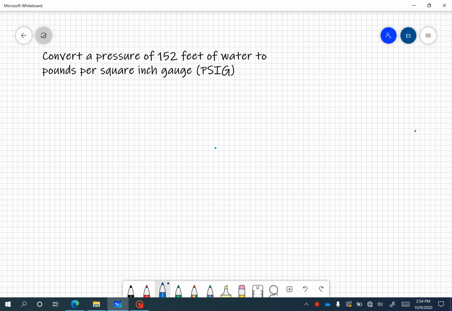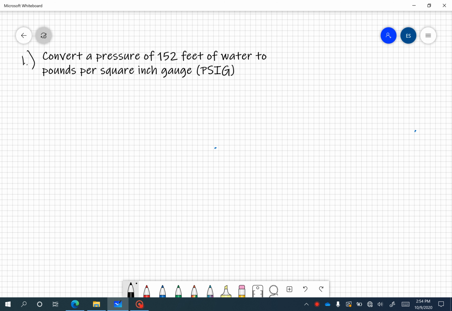Alrighty, let's move on to pressure, force, and head. Chapter 3 of the ATCO workbook. This would be similar to question number 1. Convert a pressure of 152 feet of water to PSI, or pounds per square inch.